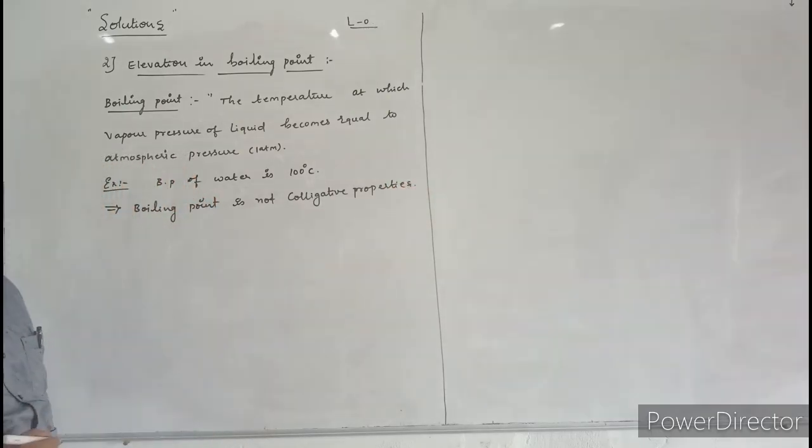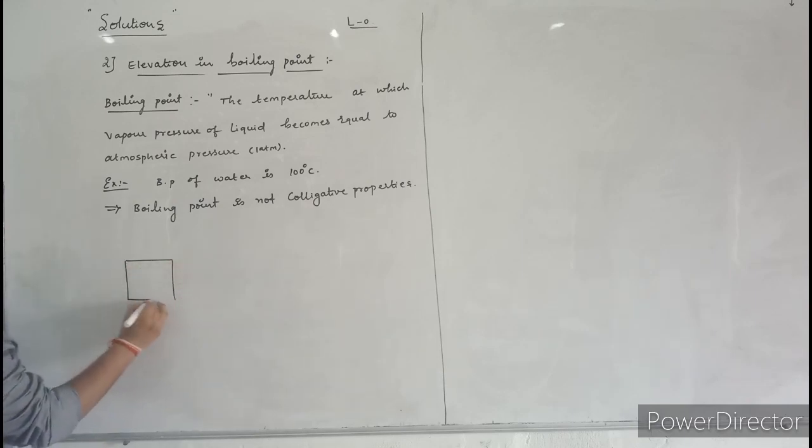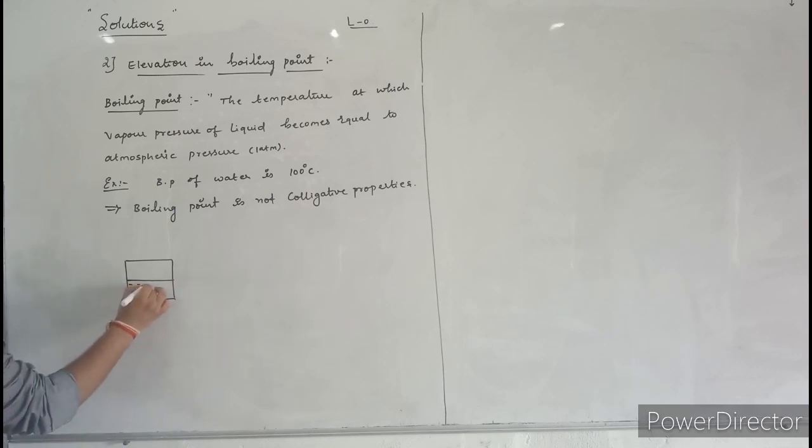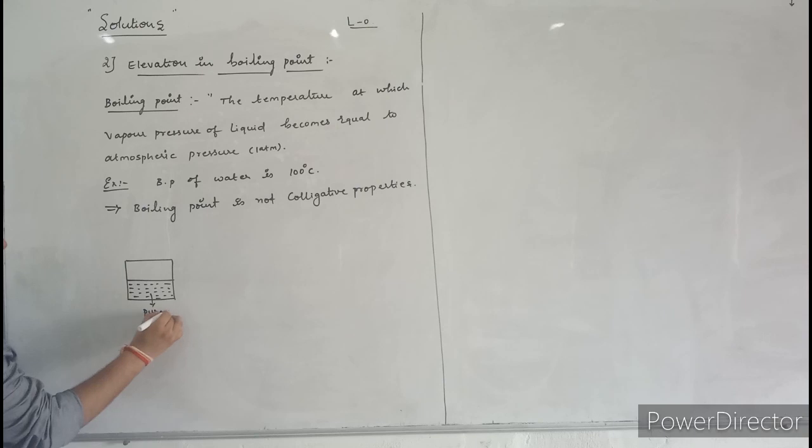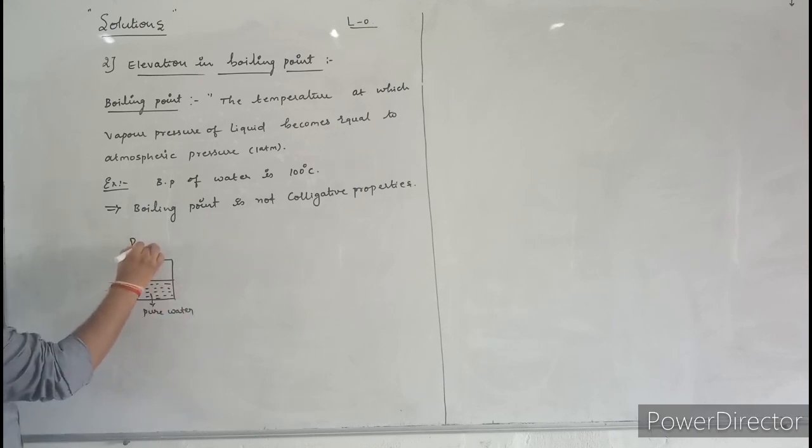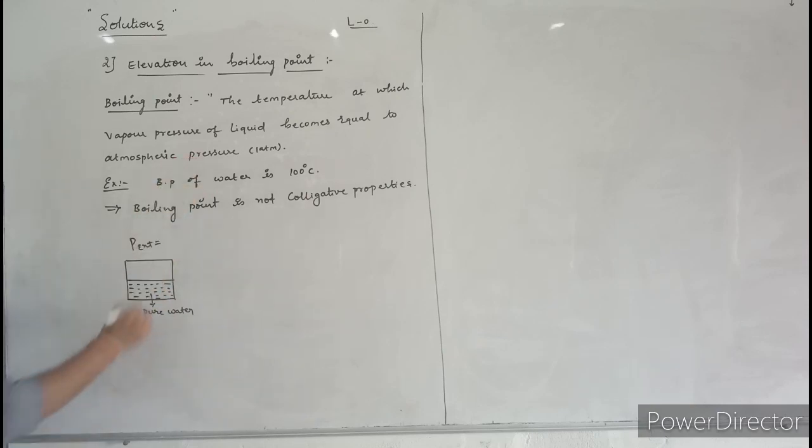Now let us consider a pure volatile solvent in a closed container. Pure volatile solvent means let us consider pure water in a closed container. This is a closed container. It contains pure water. Here, this is the external pressure, atmospheric pressure, which is always considered to be 1 atm. When the vapor pressure of pure water becomes equal to 1 atm, then pure water boils. At 100 degrees Celsius, the vapor pressure of water becomes equal to 1 atm. That's why at 100 degrees Celsius, pure water boils.